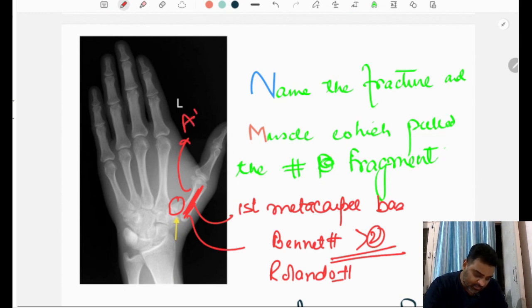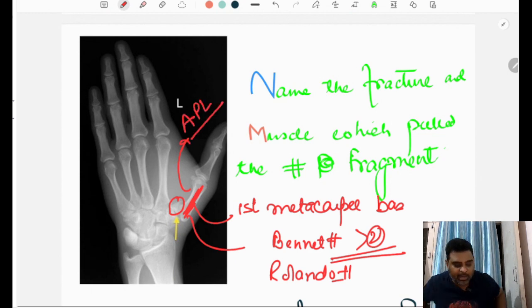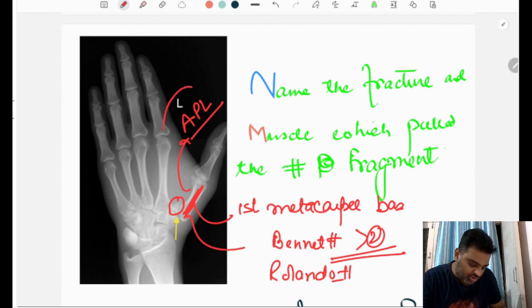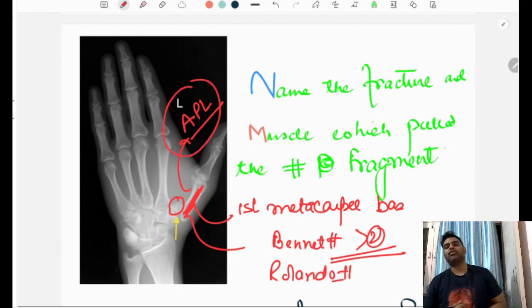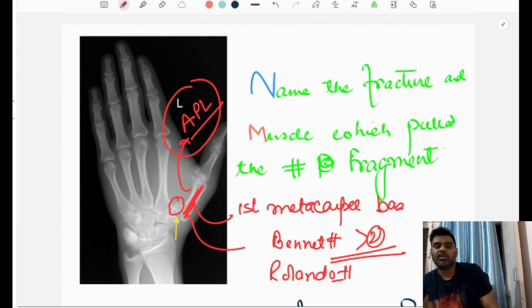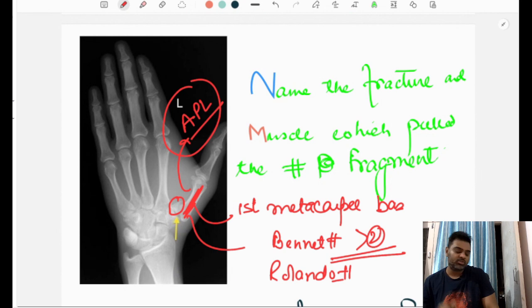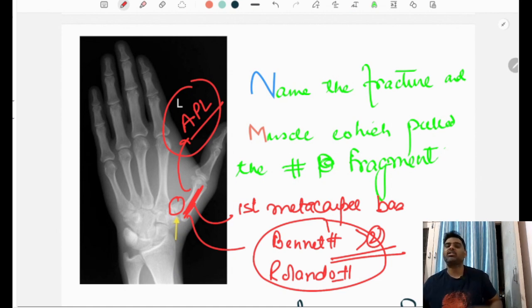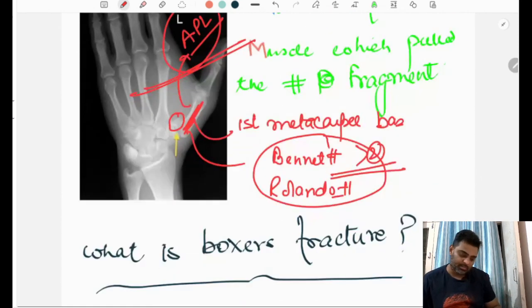That is, reading from the start, APL, abductor pollicis longus. Now there are three questions attached to the abductor pollicis longus. It is supplied by which nerve? Radial nerve. Abductor pollicis brevis is supplied by the median nerve. Abductor pollicis longus inflammation along with extensor pollicis brevis occurs in De Quervain tenosynovitis. And in Bennett and Rolando fracture, the first metacarpal is pulled away by which muscle? Abductor pollicis longus. So these are the three things you have to remember.